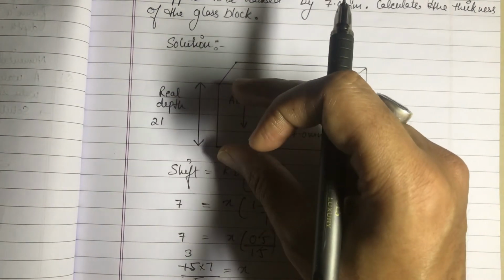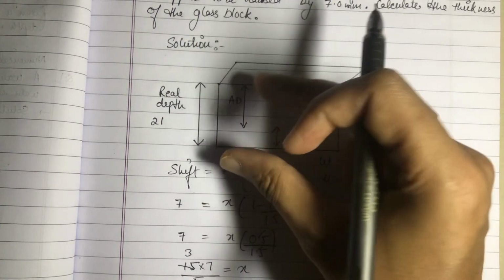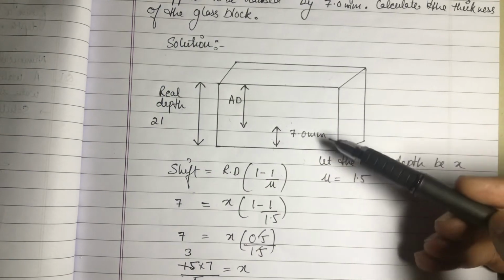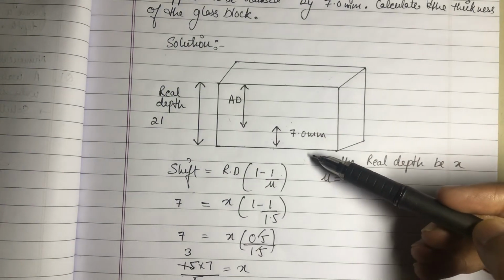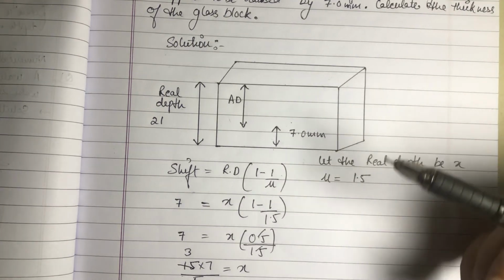Now you can see one thing. Real depth is the same thing that is going to be the thickness of the glass block. This is the real depth and this is going to be the thickness. This is nothing but the thickness. They are just trying to confuse us.